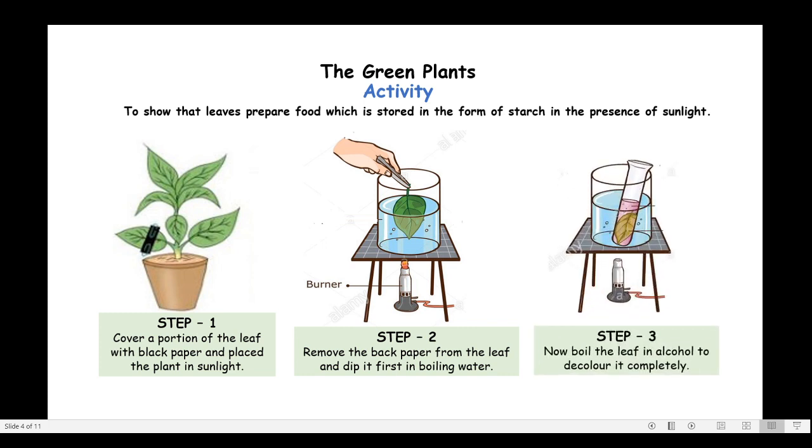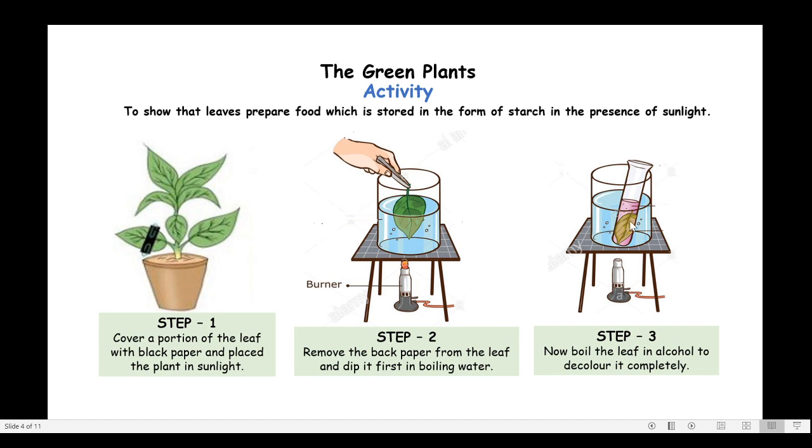In the third step, after boiling in water for about 2 minutes, the leaf is boiled in alcohol. This type of arrangement is done. The alcohol is put in this tube and the leaf is also kept here, and it has been kept in boiling water. This is called a double boiler. Alcohol is never heated directly over flame, otherwise it catches flame. So the leaf is decolored using alcohol.